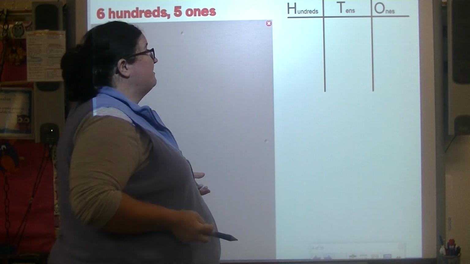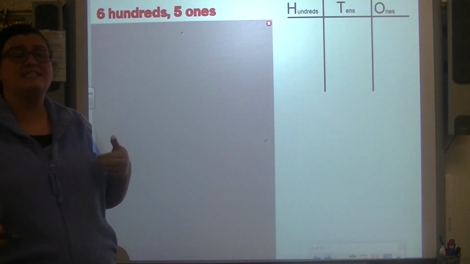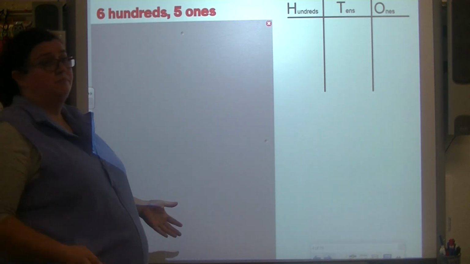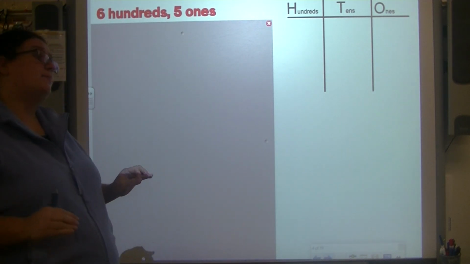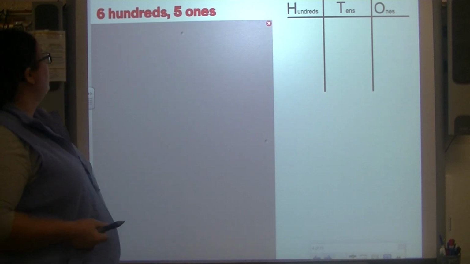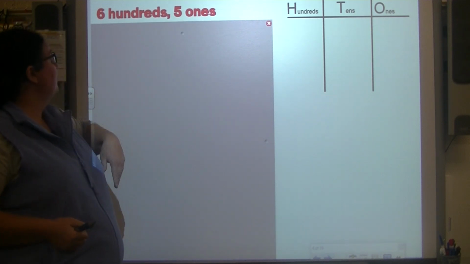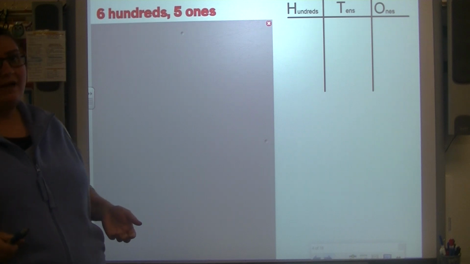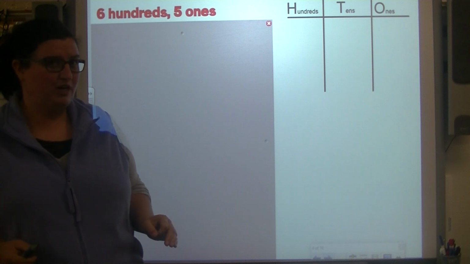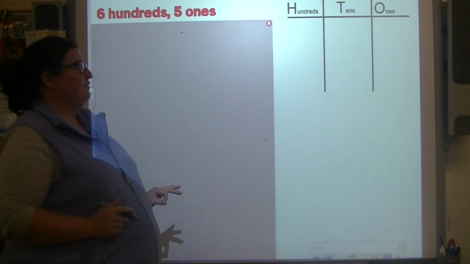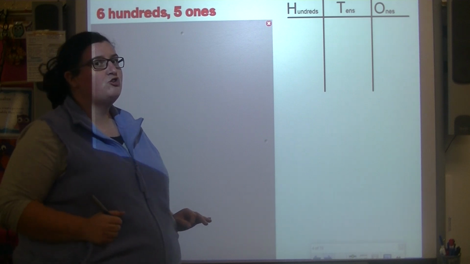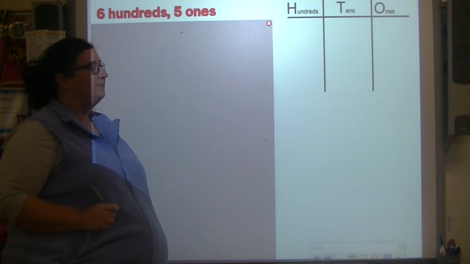Remember, with place value, numbers can be written in different ways. One of the ways is with words. We haven't actually written the number names yet, but you can write it as hundreds, tens, and ones. This number is written as hundreds, tens, and ones, but it may be a little confusing, so we're going to write this number out in our hundreds, tens, and ones chart and figure out what number it is.